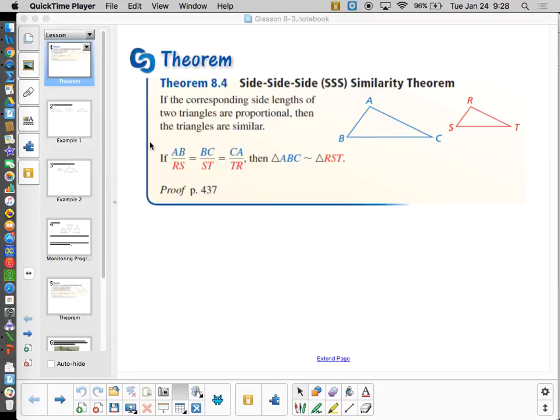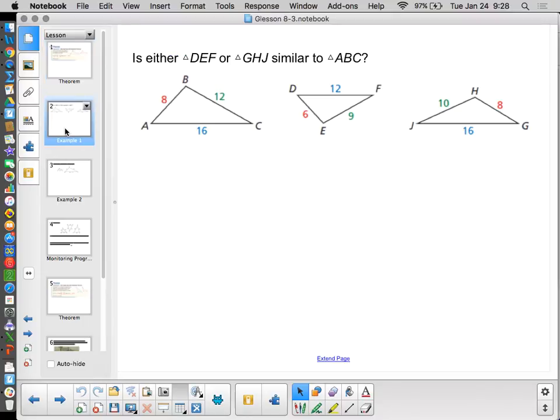But unlike side-side-side congruence, where the corresponding sides are congruent, and angle-angle similarity, where the corresponding angles are congruent, in side-side-side similarity, the corresponding sides are proportional. Now, there's all sorts of complicated ways of going about this, but the simplest way is to work with what's called the scale factor of the triangle, and to find the corresponding sides and reduce those fractions and see if they all reduce to the same thing. You'll find that it's actually a pretty straightforward process.